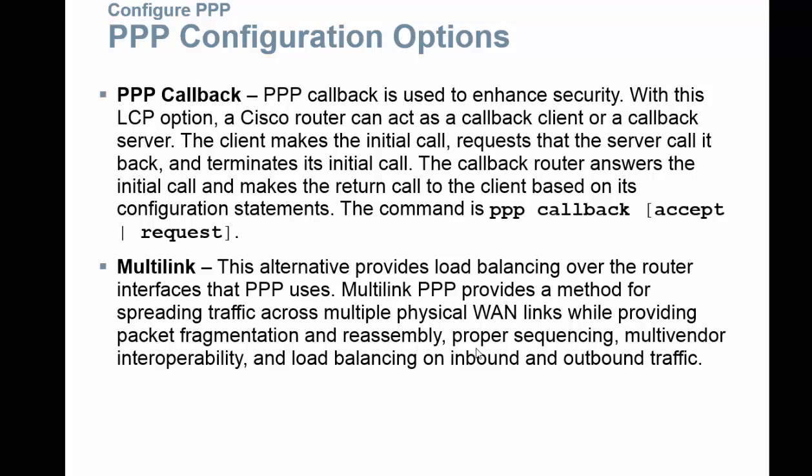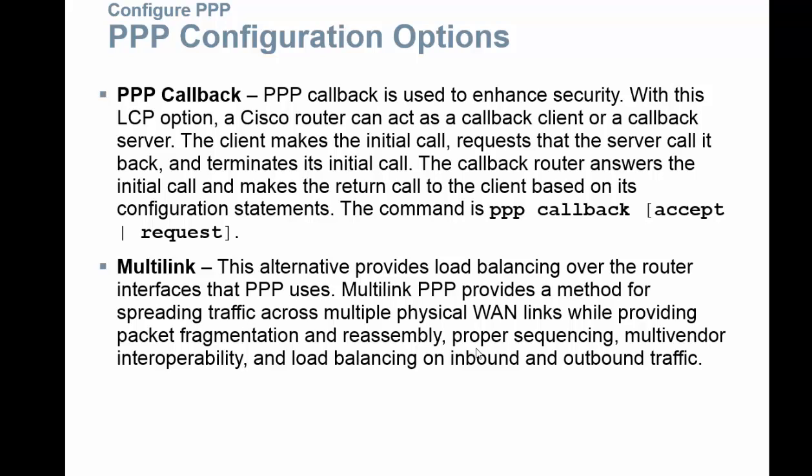PPP callback is used to enhance security. With this LCP option, your Cisco router can act as a callback client or a callback server, and the client makes the initial call, requests that the server call it back, and terminates its initial call. The callback router answers the initial call and makes the return call to the client based on its configuration statements. The command is ppp callback, either accept or request.